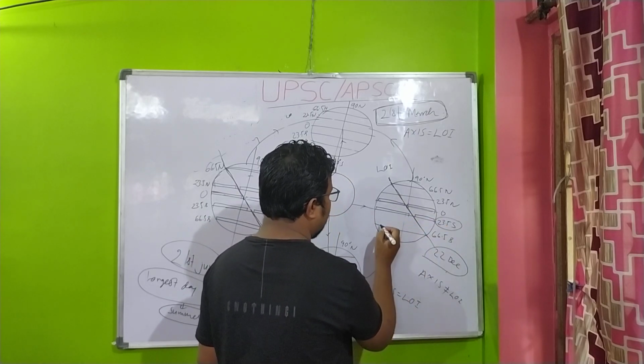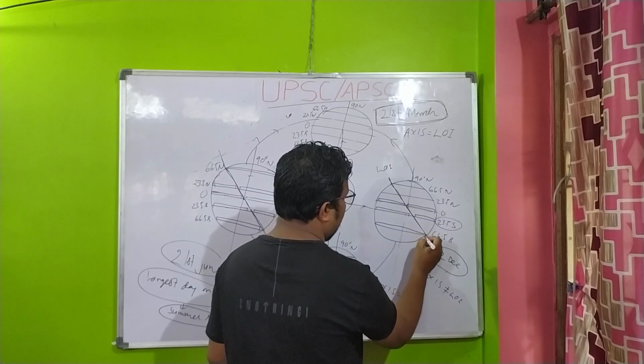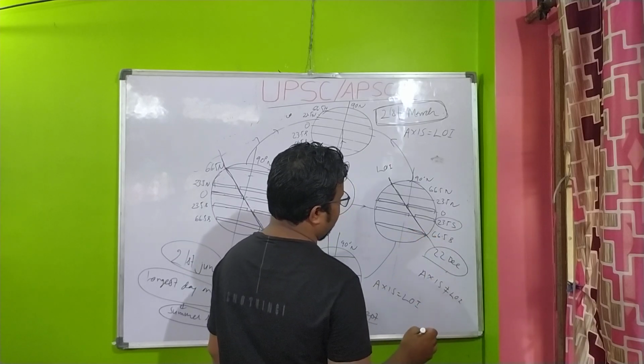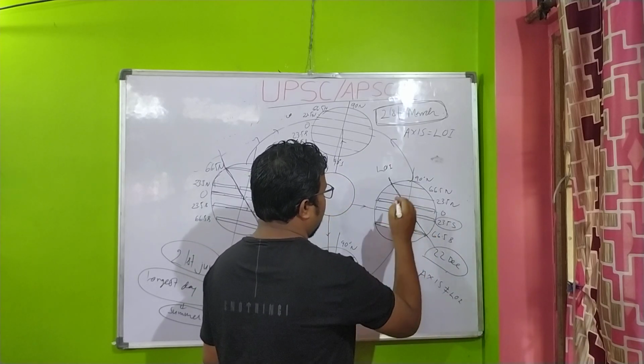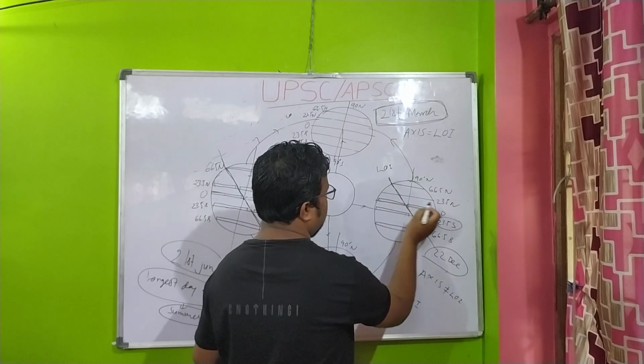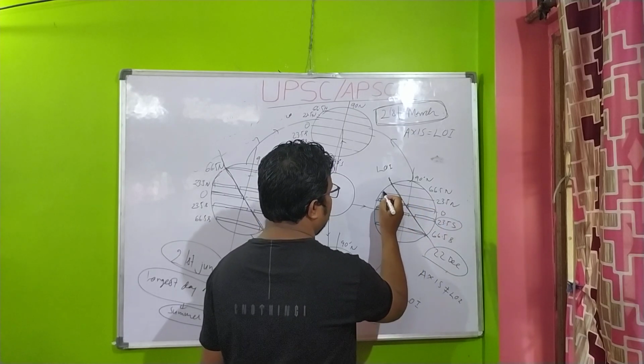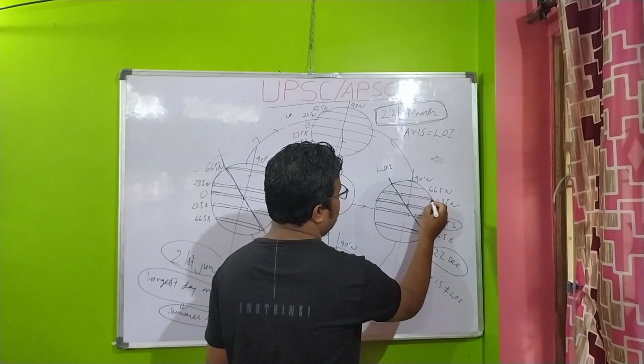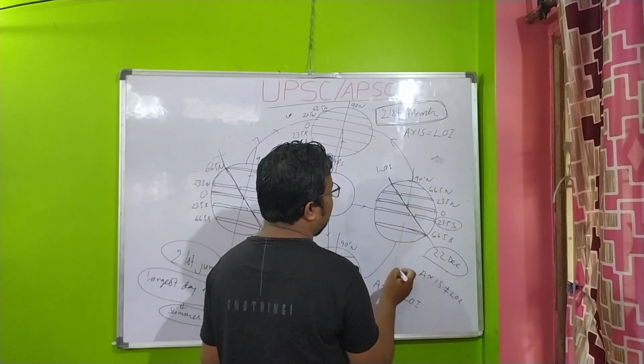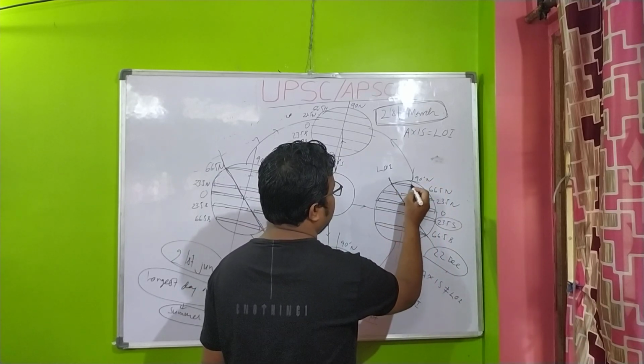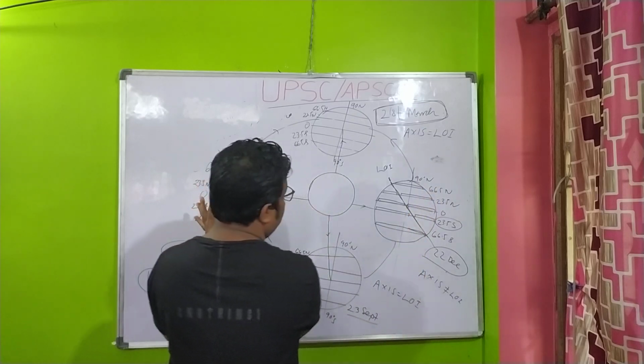At 66.5 south, what is happening? Only night. Now at 23.5 north, smaller day, larger night. At 66.5 north, only night. This is the complete opposite to here.